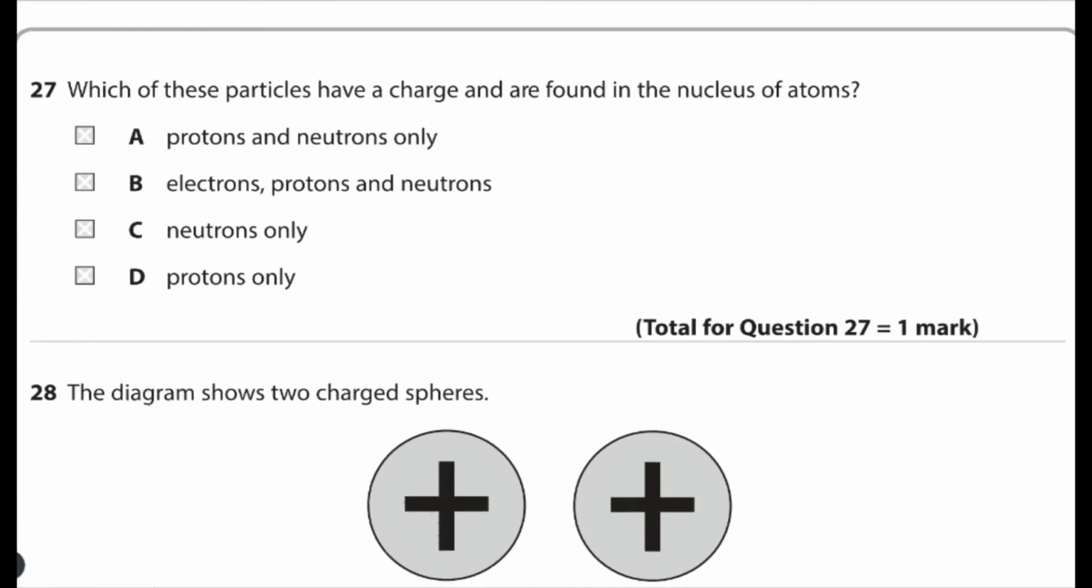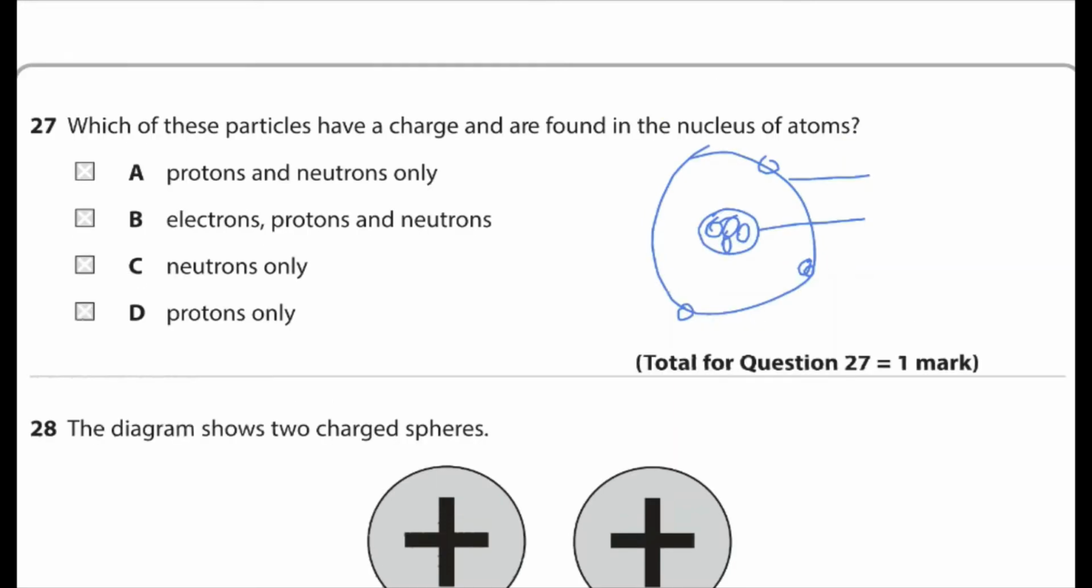27th question. Which of these particles have a charge and are found in a nucleus of an atom? We know that if you consider an atom, inside there is a nucleus and outside there are electrons. So electrons will be out here and inside there are protons and neutrons. It has to be particles that have a charge. If it is having a charge, that has to be proton only, because proton has a positive charge.